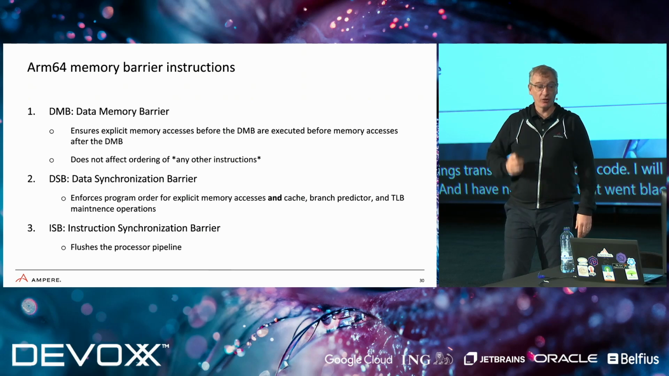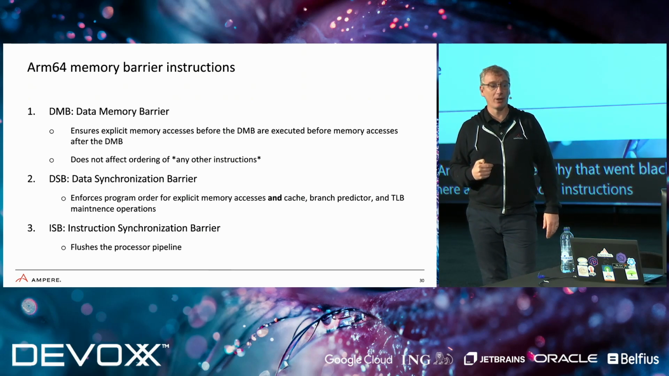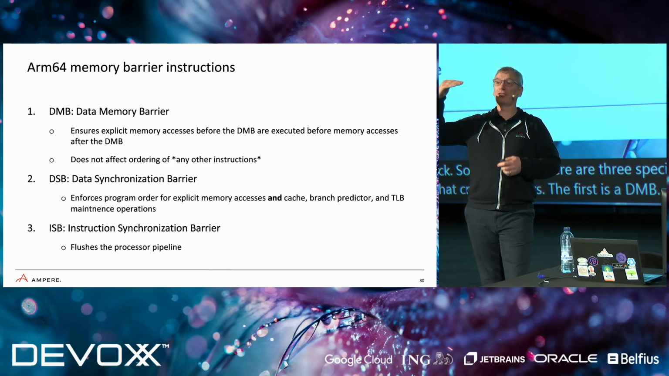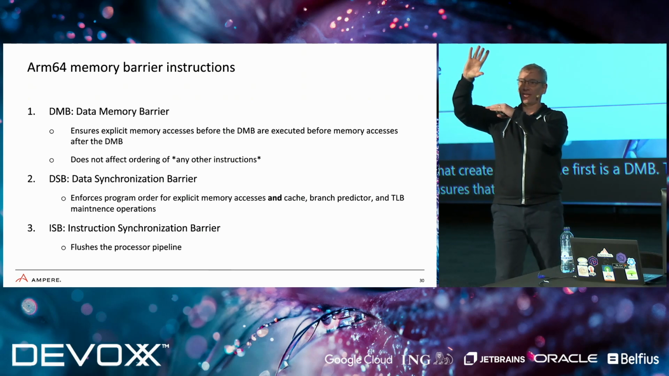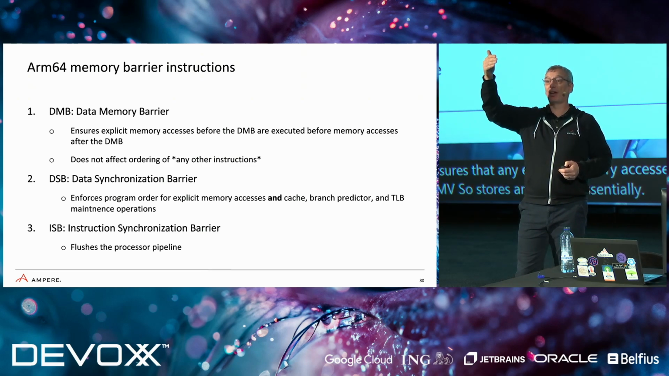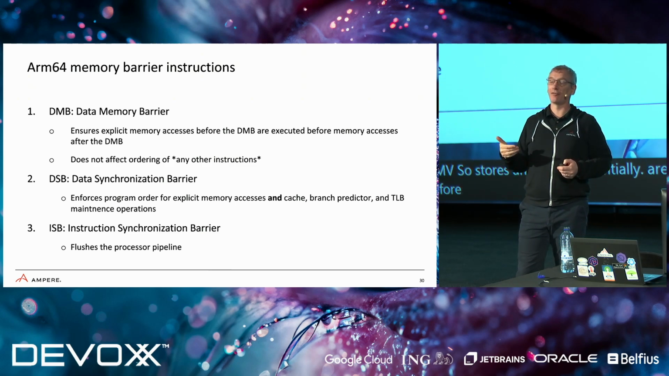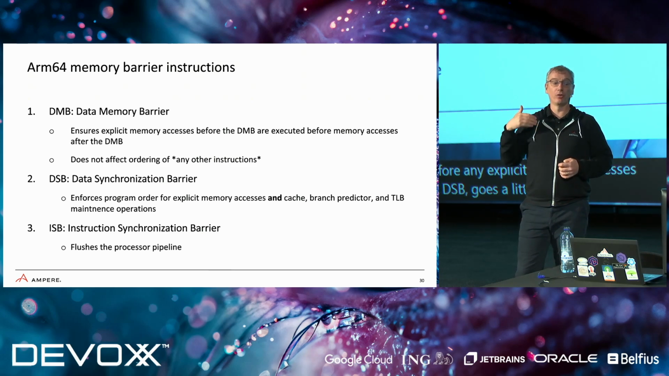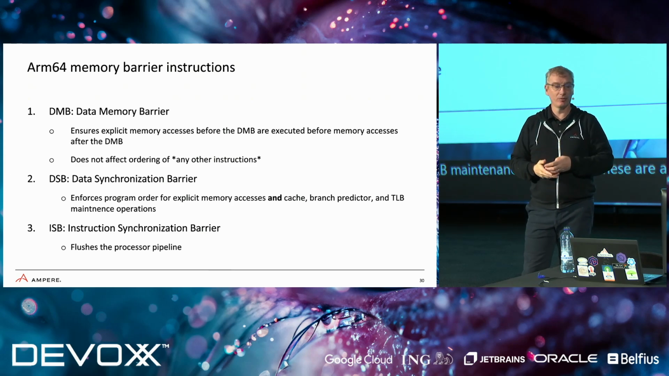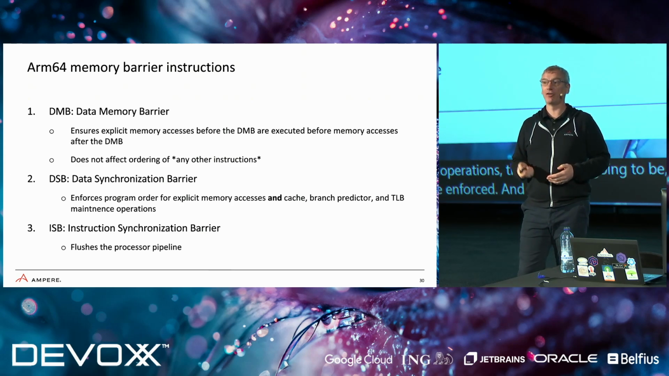So on Arm64, there are 3 special instructions that create barriers. The first is a DMB. This essentially ensures that any explicit memory accesses before the DMB, so stores and loads, are processed before any explicit memory accesses afterwards. A DSB goes a little bit further, and it's also going to affect things like cache invalidation, branch prediction, and TLB maintenance operations. Order is going to be enforced for these as well. And finally, the instruction synchronization barrier.